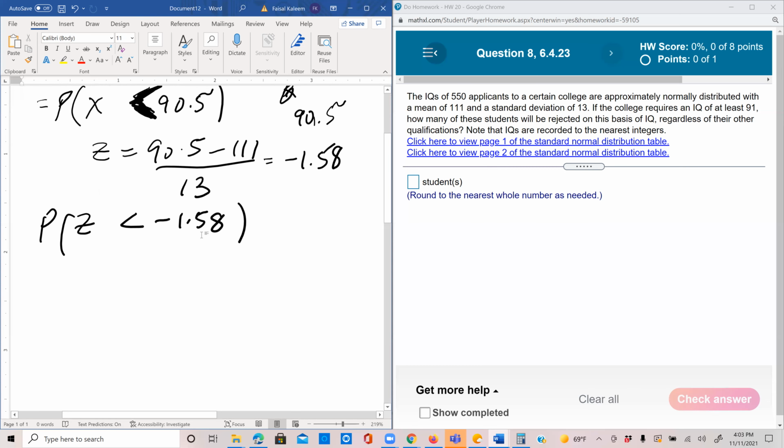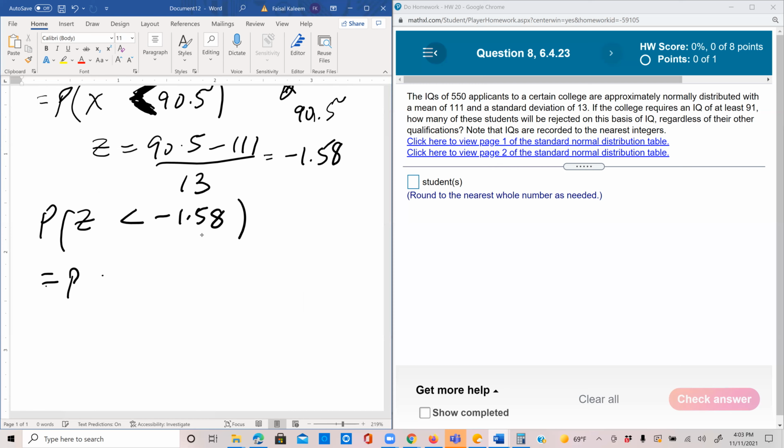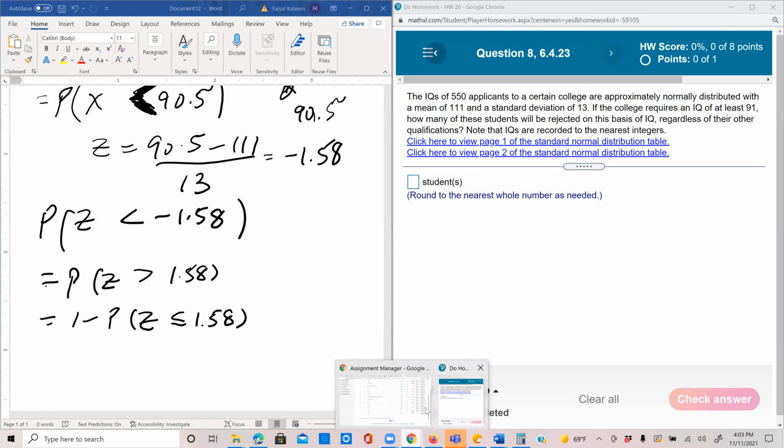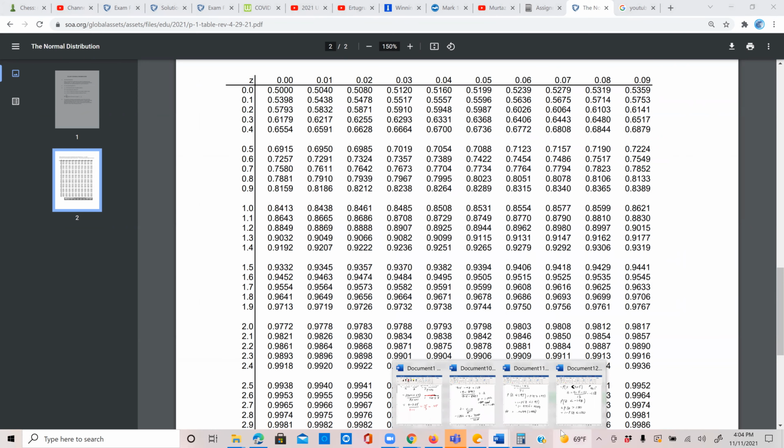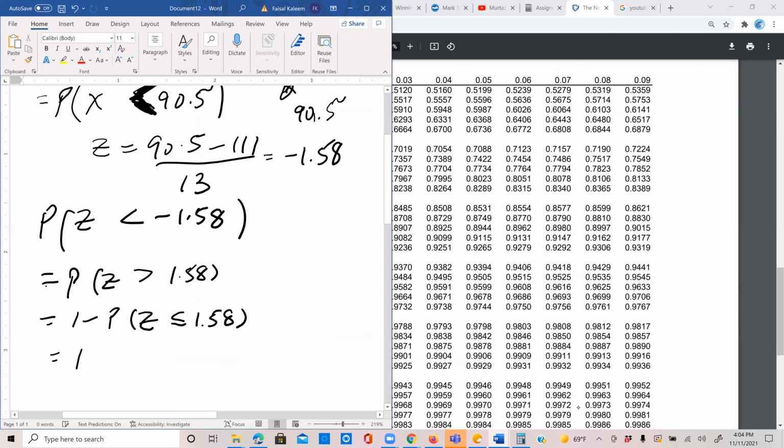That's the same as the probability Z is greater than positive 1.58. And that's 1 minus the probability Z is less than or equal to 1.58. So let's look at 1.58. That's 0.9429. So we have 1 minus 0.9429. So that's 0.0571.